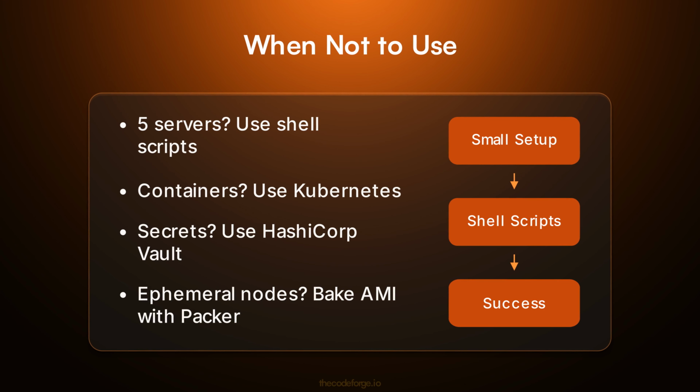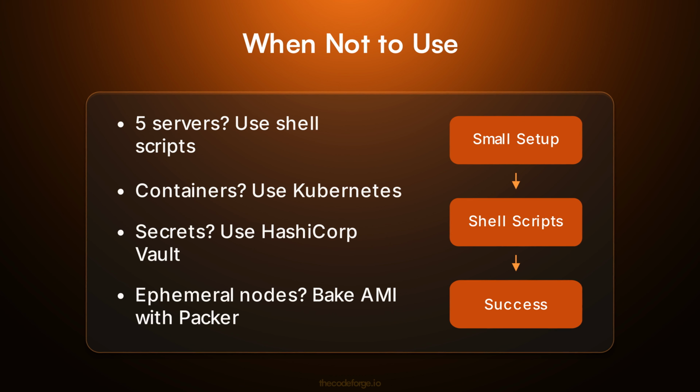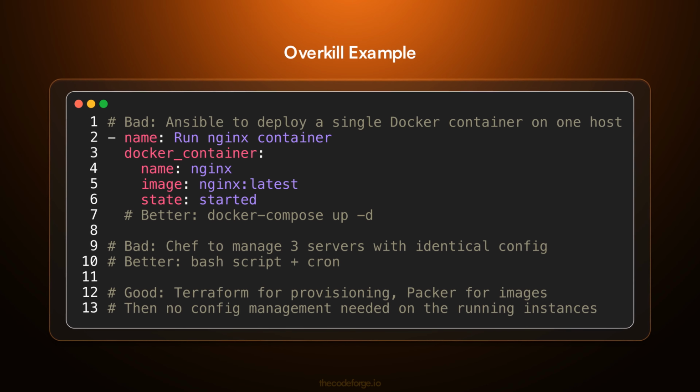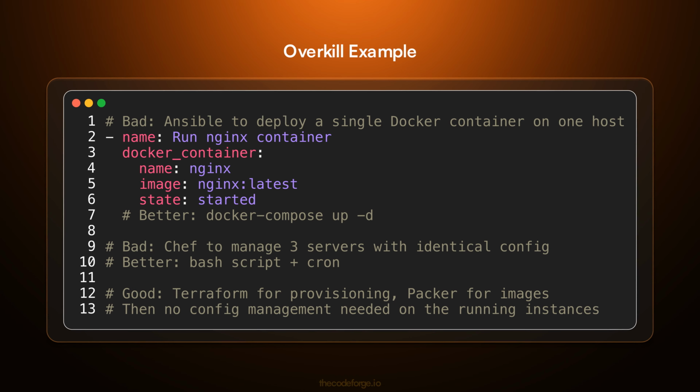Config management tools are overkill for small setups. If you have 5 servers, use shell scripts. For containers, use Kubernetes. For secrets, use a dedicated tool like HashiCorp Vault. For ephemeral nodes, bake the config into the AMI. Using Ansible to deploy a single Docker container is like using a sledgehammer to crack a nut. Docker Compose is simpler. For 3 identical servers, a bash script with cron is enough.